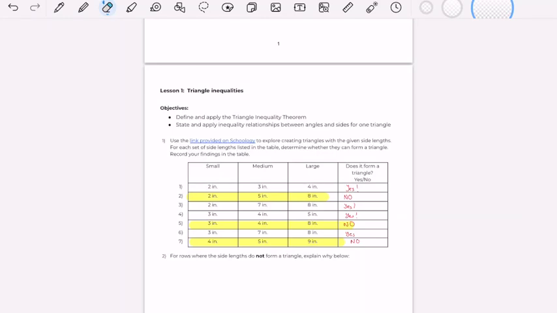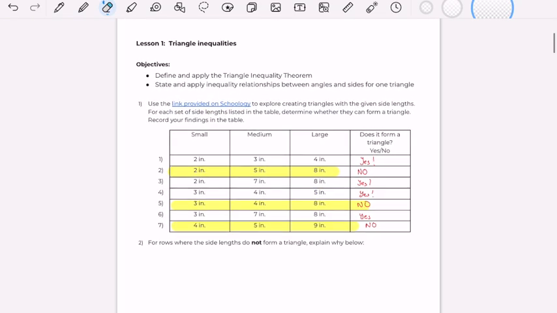Okay, kids, welcome to this first lesson on triangle inequalities, the first lesson of the unit. What we're going to be doing in this unit is separated in two parts. The first part talks about the triangle inequality theorem. So what I'm going to do in this video is talk about that theorem. In the next video, I'm going to talk about the largest side, biggest angle relation.